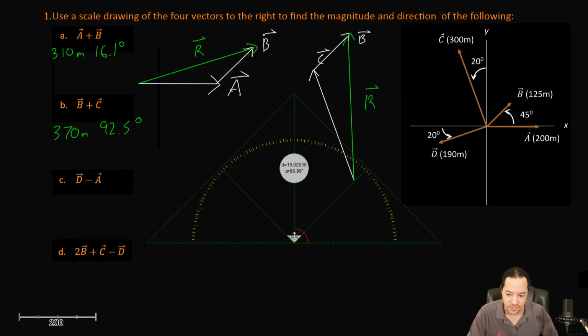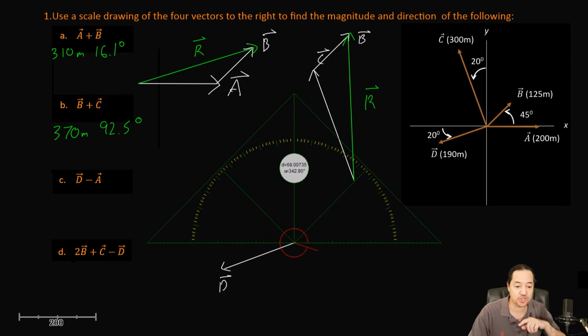Let's bring back our ruler here. Okay, so vector D is 20 degrees counterclockwise from 180. So that'll be 200 degrees with a length of about 190. Okay, pretty close here. Let's try that. Close enough. Okay, good. So this is going to be vector D.